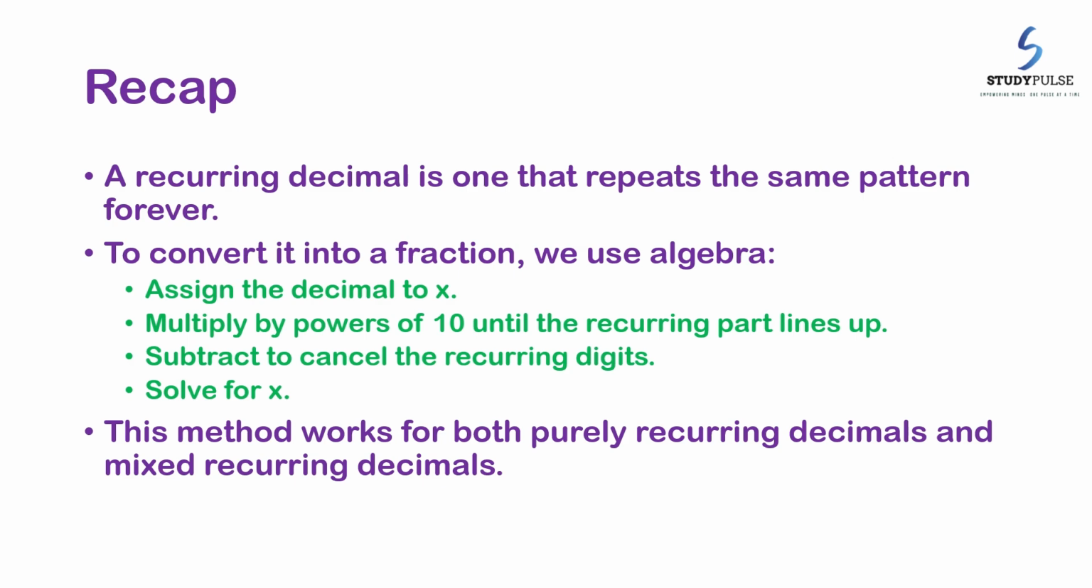To recap, a recurring decimal is one that repeats the same pattern forever. To convert it into a fraction, we have to use algebra. We assign the decimal to x and we multiply by powers of 10 until the recurring parts line up, then subtract the equations to cancel out the recurring decimals, and you solve for x. This method works for both purely recurring decimals and mixed recurring decimals. Recurring decimals are just another way of writing fractions. Now that you know how to switch between them, you'll find a lot of problems much easier to solve.